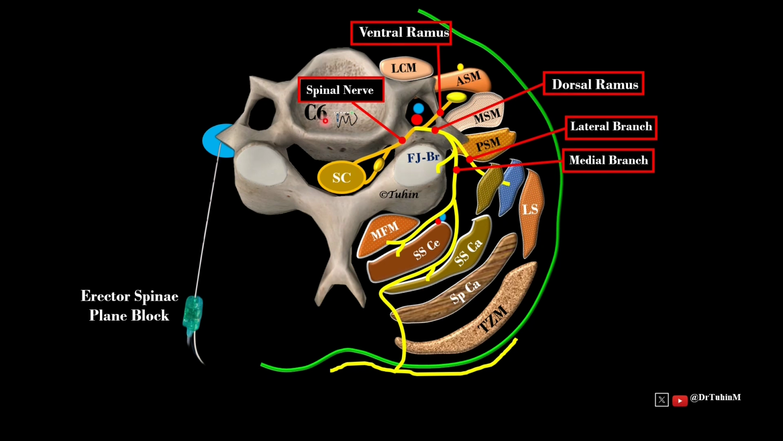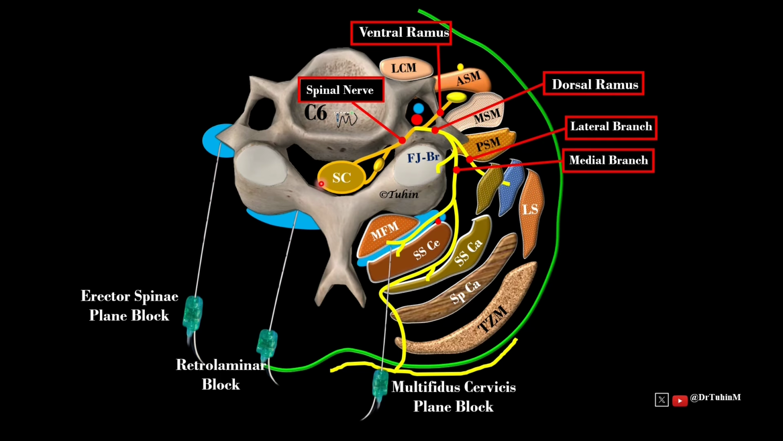The next one is retrolaminar, where we hit the lamina and deposit the drug. But this drug is very close to the neuraxis, so it has the potential to spread towards the neuraxis. Now coming to the multifidus cervicis plane block, where the drug is deposited between the multifidus and the semispinalis cervicis muscle. But here the problem is that in this plane lie the deep cervical vessels, which might get injured. And the second thing is, it is still close to the neuraxis.